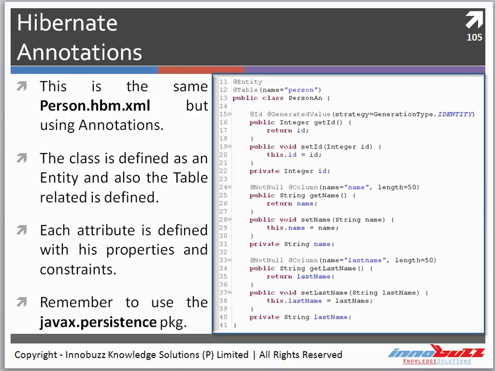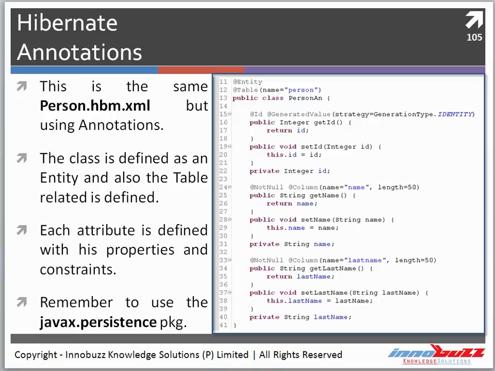Here's the example of the person entity, but using annotations. The class is defined as an entity, and the name of the table is also defined. Then, each attribute is being defined with its characteristics, like the Id and generator strategy, the name column, and the last name column. For example, on the name and last name columns, the NotNull annotation is being used. Every attribute has its own get and set method. Remember to use the annotations from the javax.persistence package.